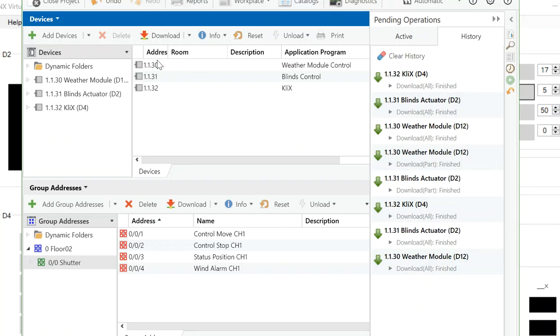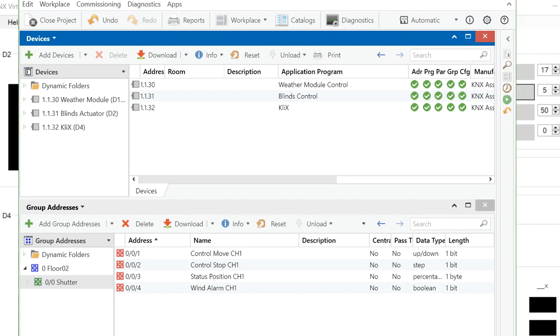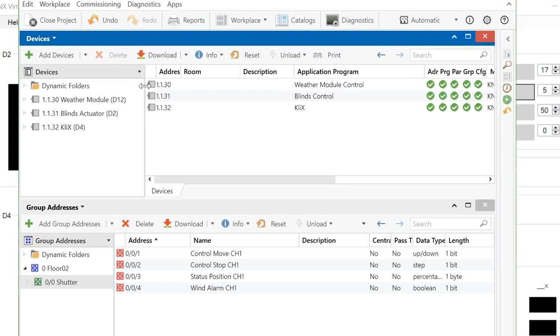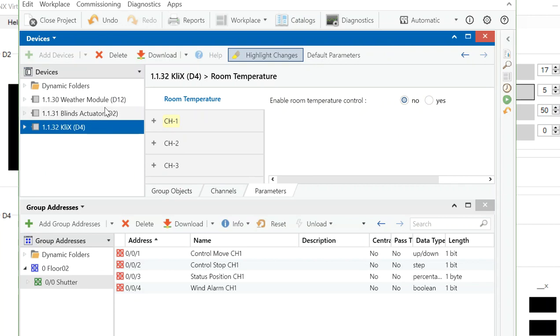Okay, let's go for a nice example. We use KNX Virtual, okay? The virtual devices that the KNX Association hopefully provides for us. We make a project. We use the KNX Association devices. We import the weather module, blind actuator, and the push button.